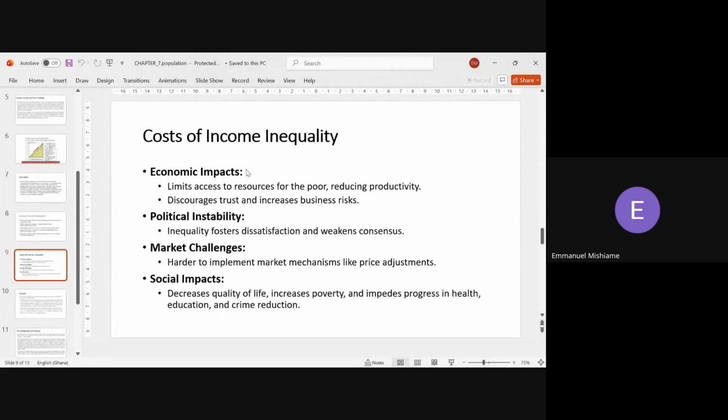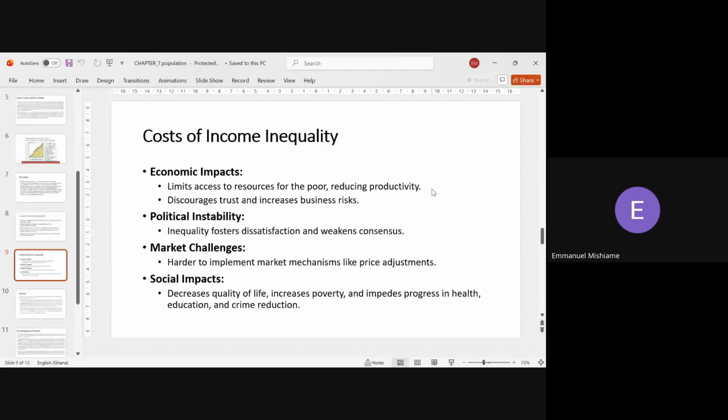Now let's look at the costs. What are the impacts of income inequality? The costs of income inequality. Now they are grouped into four. We have the economic impact, political impacts, market challenges, and then social impact. Under the economic impact, we have limited access to what? Resources for the poor, reducing productivity.